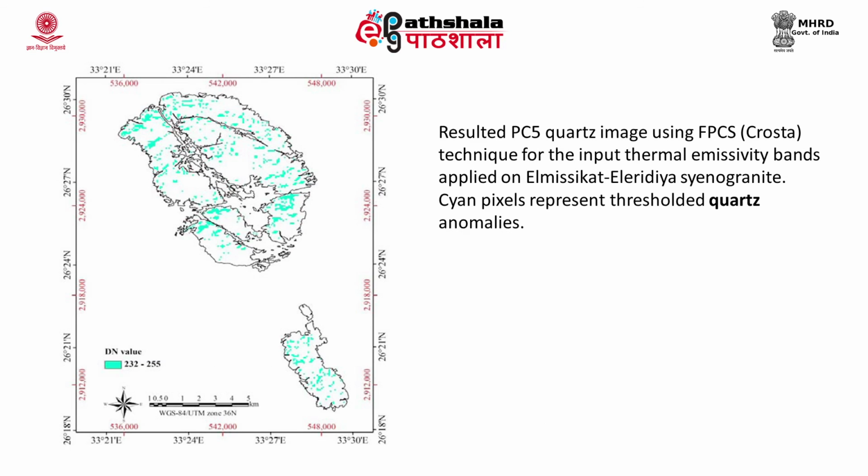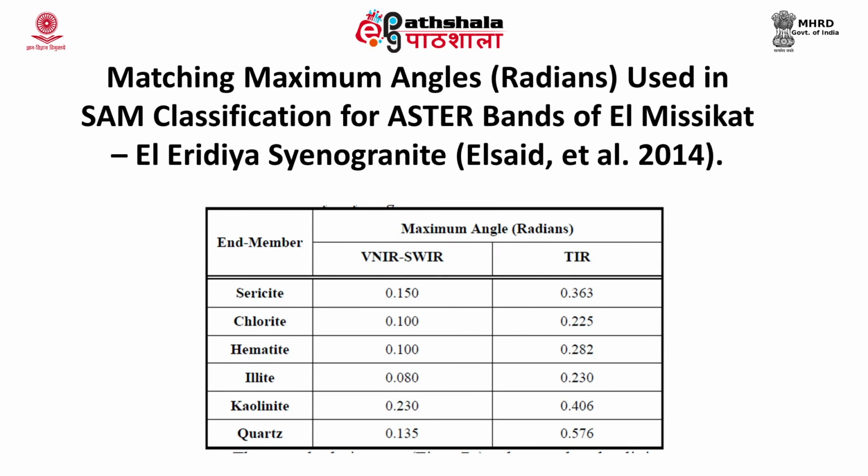Here is the quartz anomaly, given in cyan color for the quartz. So, you can clearly distinguish from the quartz anomaly. What we have learned, what we have done here using principal component analysis, is to find out in our target area the mineral anomalies, and we can prepare a map.